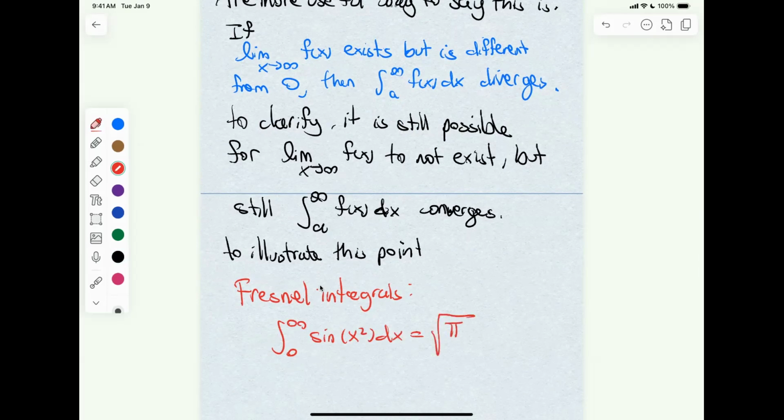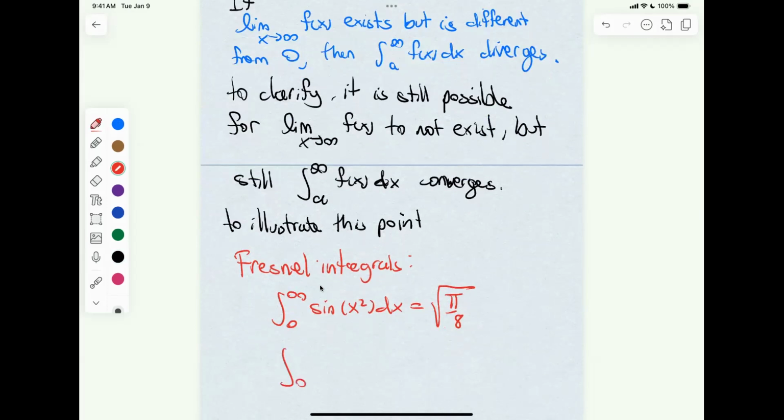What is it? Pi over 8. Let me see if I have this one right. Sine. I may be missing a factor of 2 or not. Yeah, I think this is fine. So there are these integrals. Notice that in these integrals, it's not that the sine is being squared, and neither is cosine. It is the argument that's being squared. So it's not sine squared, it's sine of x squared.